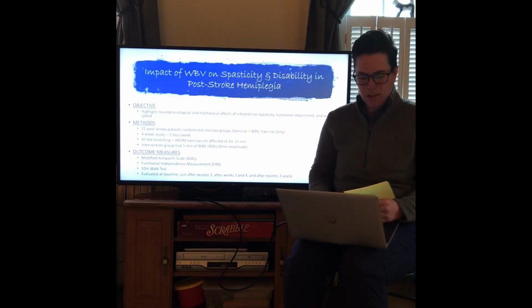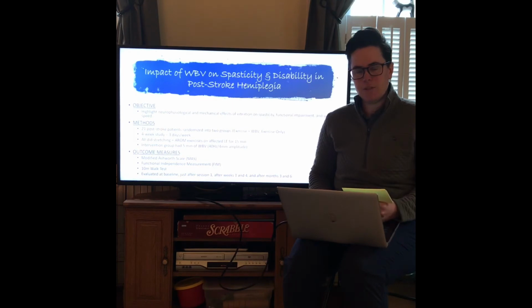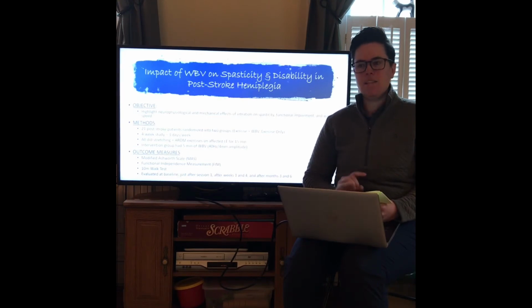And so, again, the measures that were looked at to evaluate this effectiveness were the modified Ashworth, a functional independence measure, which is going to look at functional ability and motor impairment, motor control, and then they also looked at a 10-meter walk test. These were evaluated again at baseline, after 1 session, after weeks 1 and 4, and then longer down the road after the 3rd month and the 6th month from when the study happened.